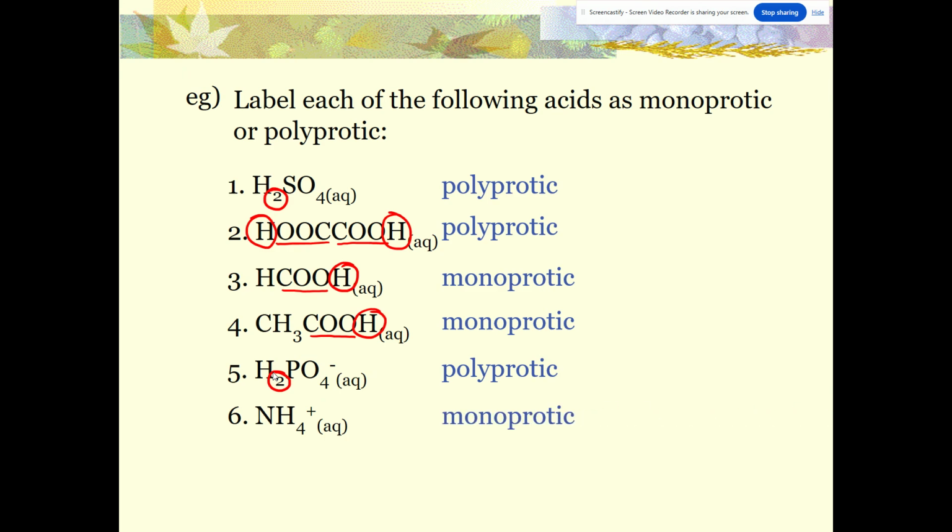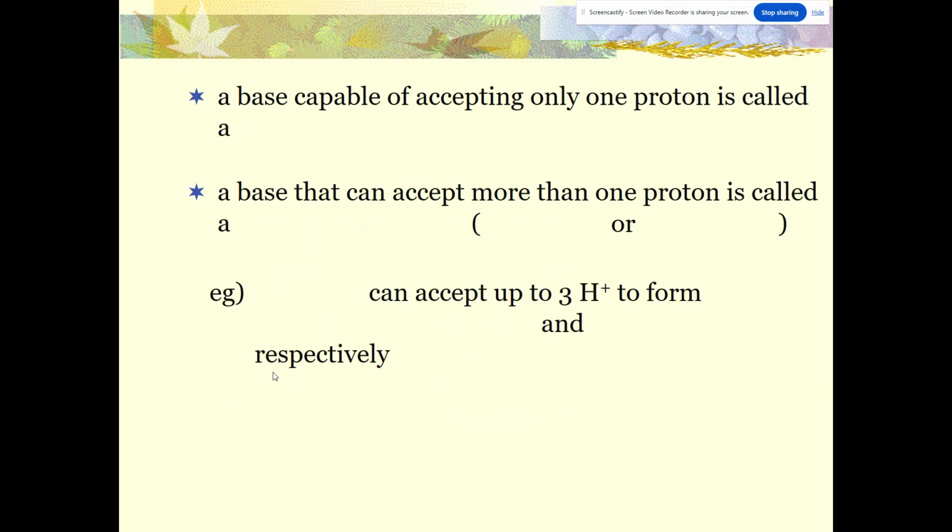So it is monoprotic. Now for bases, if it's a Bronsted-Lowry base that can only accept one proton, or if it's an ionic hydroxide and it has only one OH in it, then it's called a monoprotic base. So something that can accept one proton only is something like ammonia or an anion that has a -1 charge.